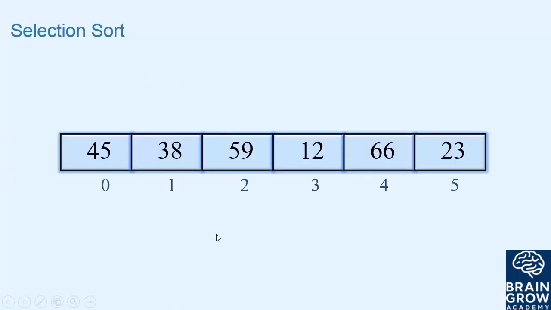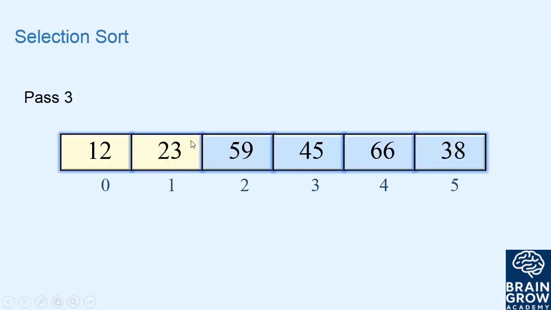Now let's take an example and see how selection sort works. This is an array of 6 elements, and we are going to sort it in ascending order using selection sort. Now in pass 1, we'll select the smallest element from the whole array and swap it with A0. So 12 will be swapped with 45. Now in pass 2, we'll select the smallest element from this portion and swap it with A1. So the smallest is 23, so 23 and 38 will be swapped.